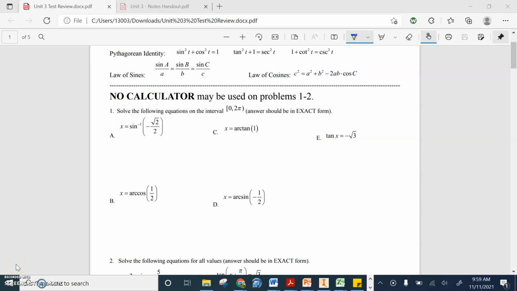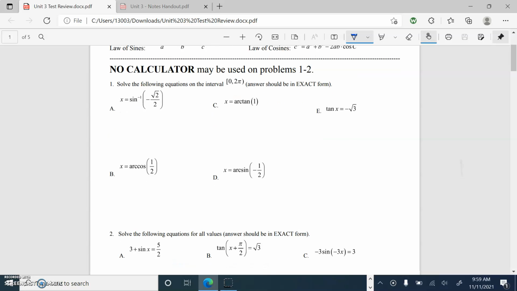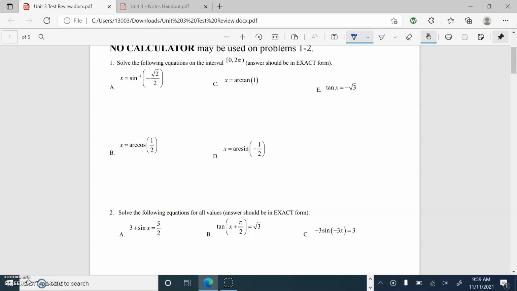All right, we're going to kick off the Unit 3 review with problems 1 and 2 here. It's from Unit 3-1. It's a lot like the Unit 2 stuff, though, right? We're being given a little bit of information on a right triangle, and in question 1, we're being asked to solve the equation just in 0 to 2 pi.